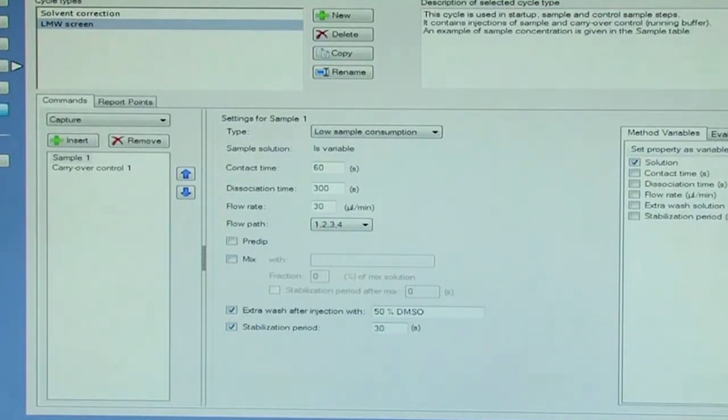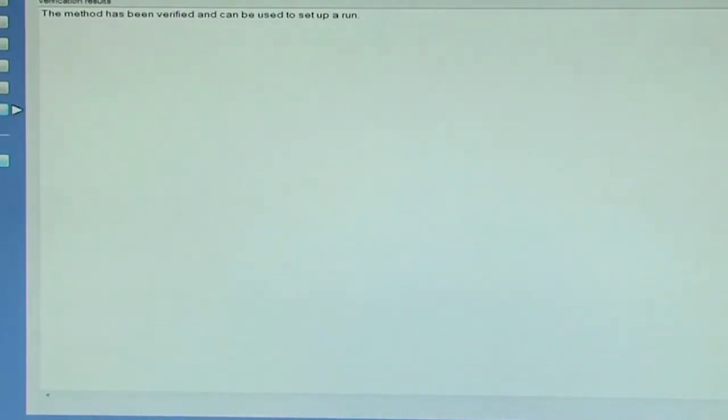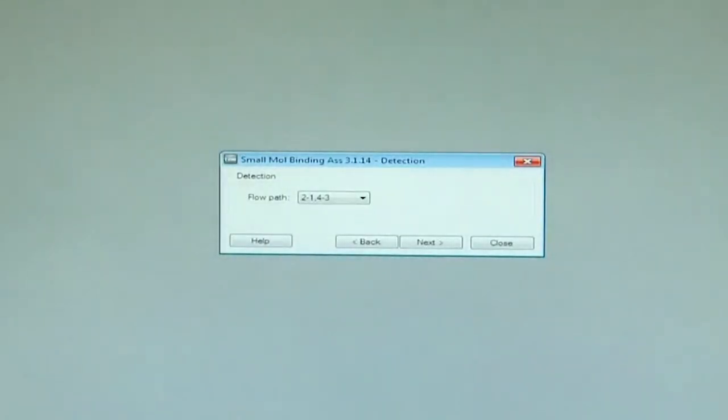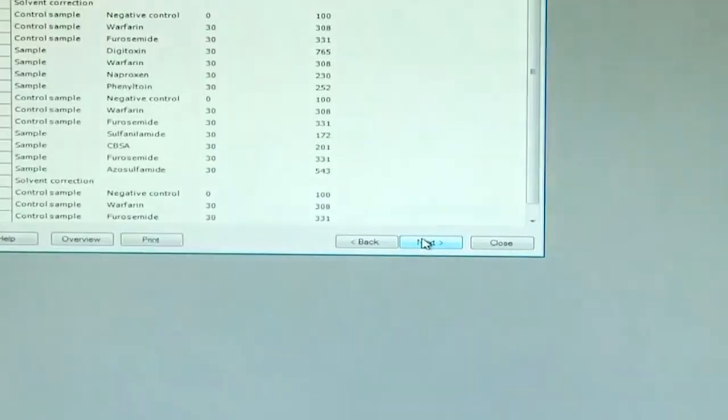We verify this method and set up a run in which active surface 2 is subtracted from reference surface 1, and active surface 4 is subtracted from 3, and we have the following set of experiments set up here.